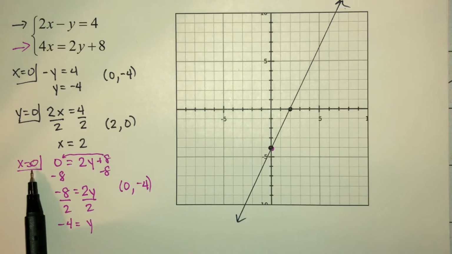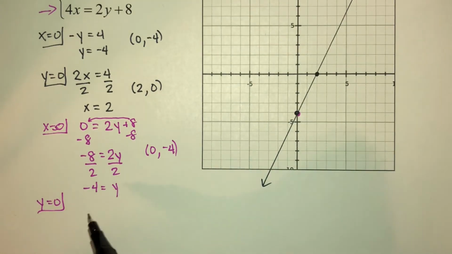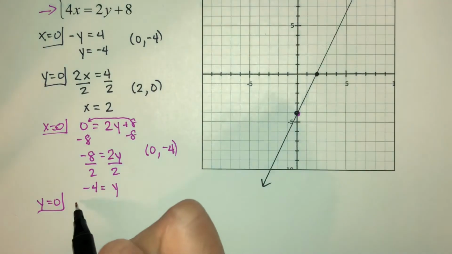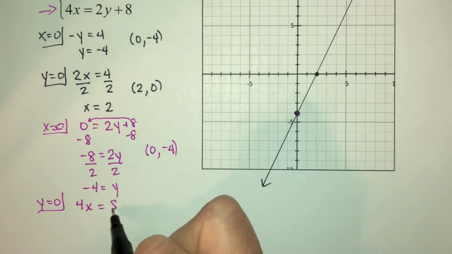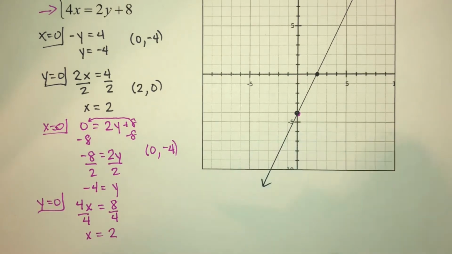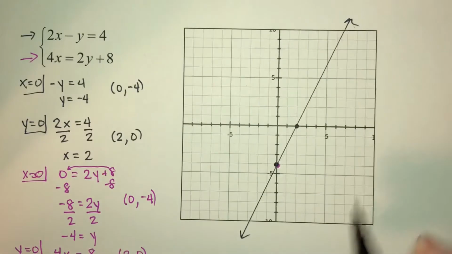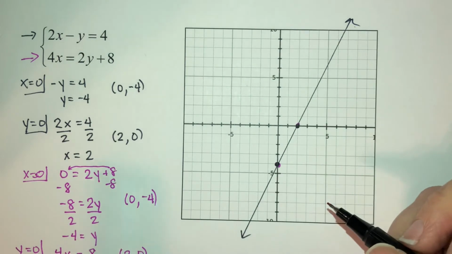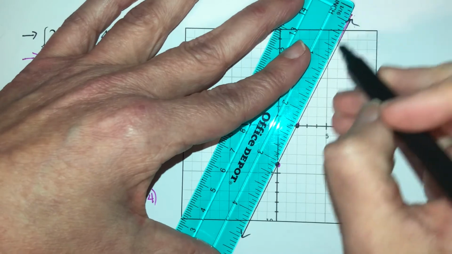I plugged in x equals 0, so now I'm going to plug in y equals 0. So I have 4x equal 2 times 0 is 0, so this just equals 8. Divide both sides by 4, and we get x equals 2. So this would be the point 2, 0. And when we go to plot it, we have exactly the same line. So I'm going to draw this just slightly off so you can see both colors, I hope.